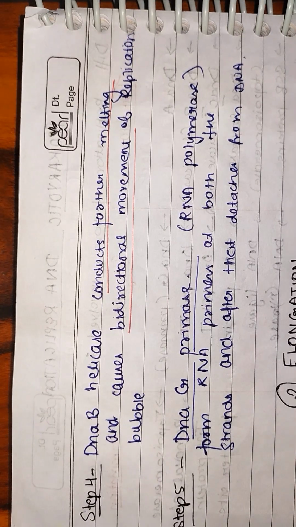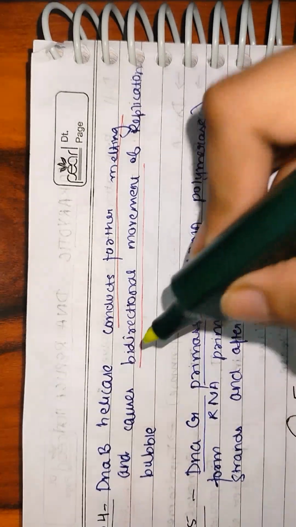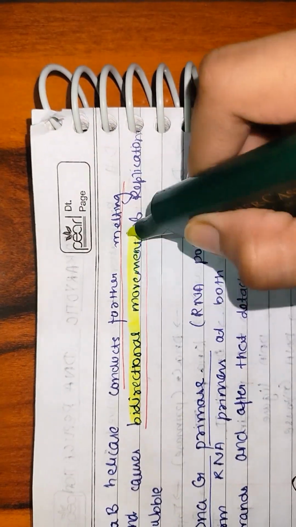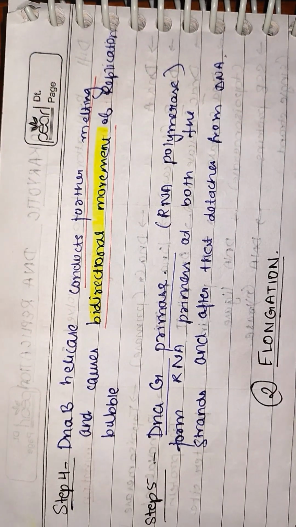After this, the DNA B helicase will further cause the melting of the DNA and the bidirectional movement of the replication bubble. So DNA B helicase will conduct the melting.